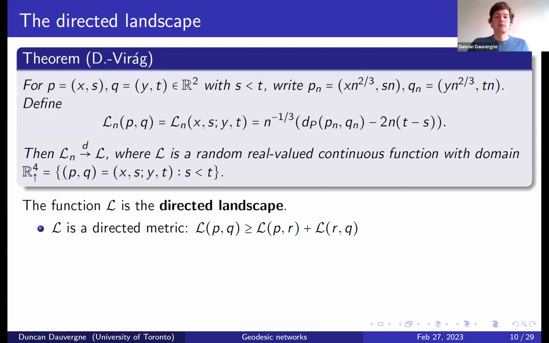Okay. So how to think of L? L is the random function, but again, it's a random directed metric. So it has this reverse triangle inequality. Again, this is just a convention. We have a reverse triangle inequality rather than a triangle inequality because we're looking at maximizing paths rather than minimizing paths.